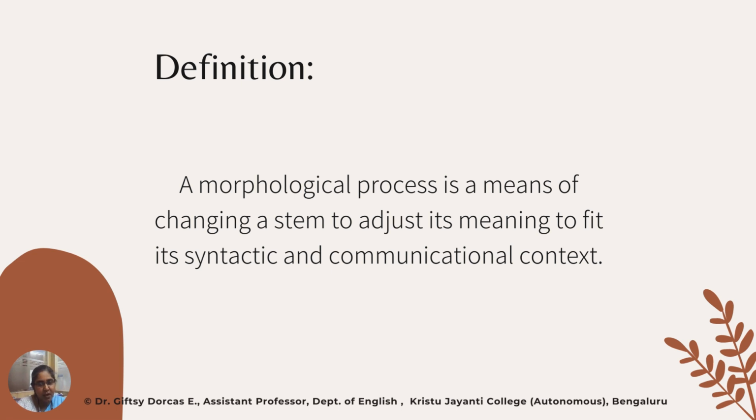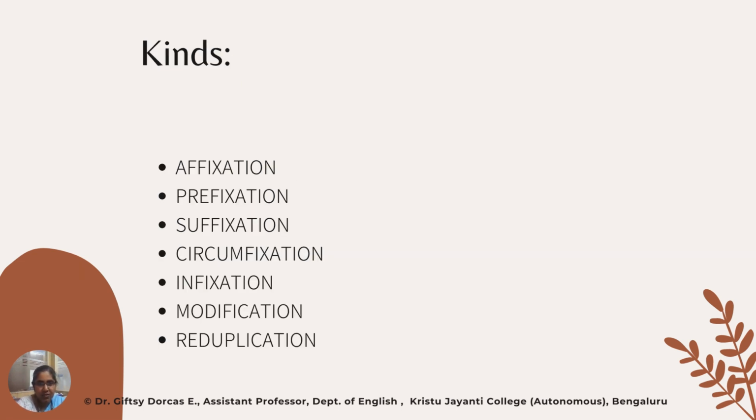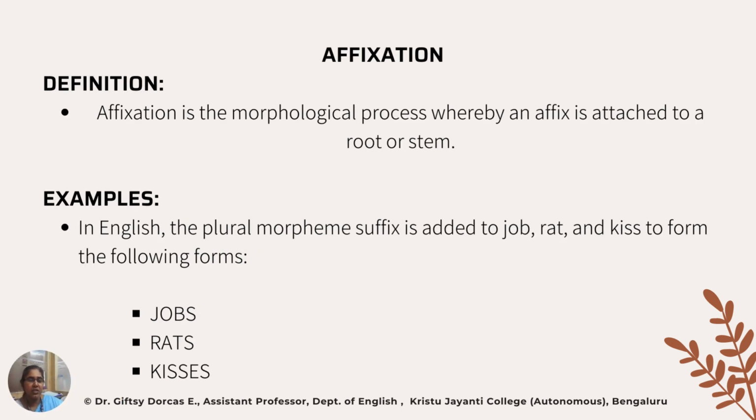So let's see how this morphological process happens. There are different kinds of morphological processes. They are affixation, prefixation, suffixation, circumfixation, infixation, modification, and reduplication. In the following slides, we'll be seeing an explanation and examples for each of these kinds. Starting off with affixation.